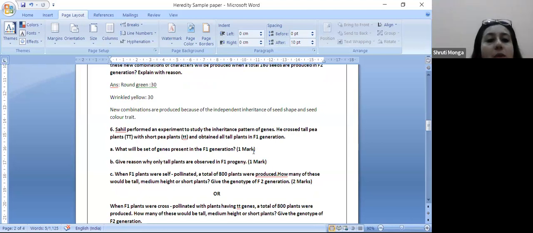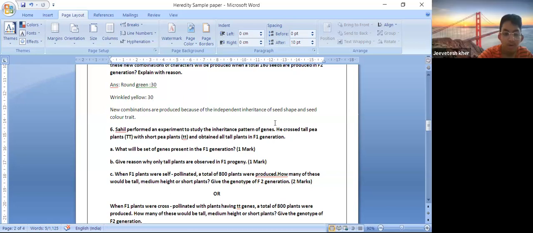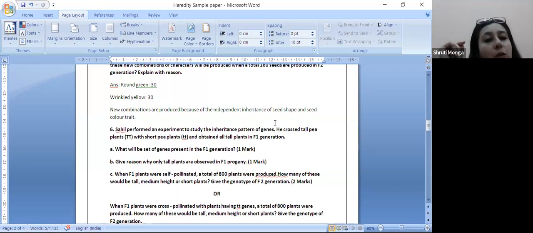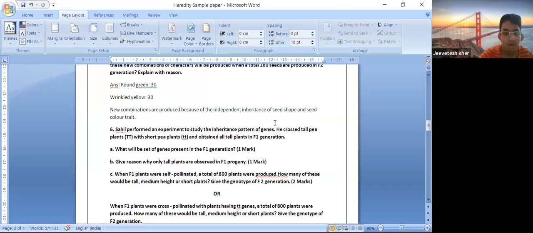Yes, majority. Okay, Garvit. Part C: when F1 plants were self-pollinated, a total of 800 plants were produced. Quickly solve this C part in your notebook and share the picture with me. How many of these would be tall, medium, short, and give the genotype of the F2 generation? Quickly solve this, very simple. You can do it.